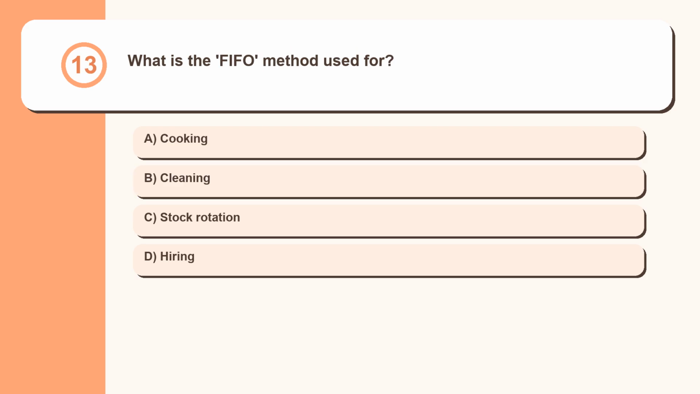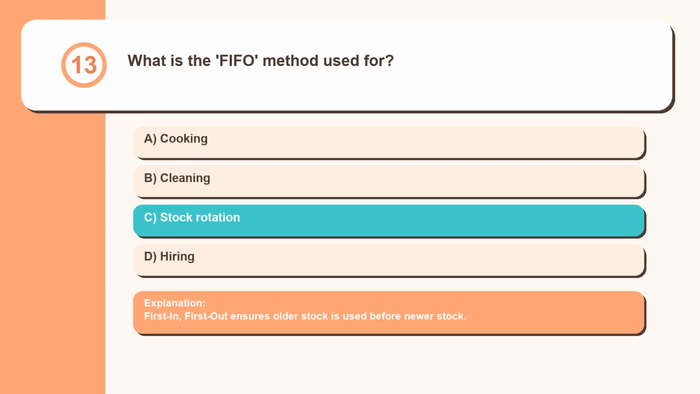Question 13. What is the FIFO method used for? Cooking, cleaning, stock rotation, or hiring. First in, first out ensures older stock is used before newer stock.